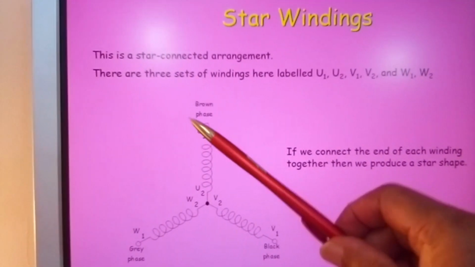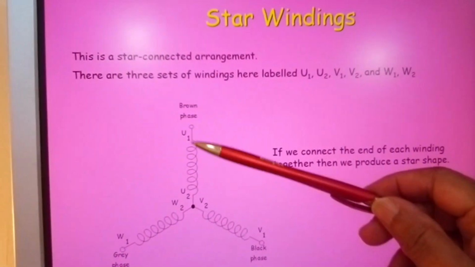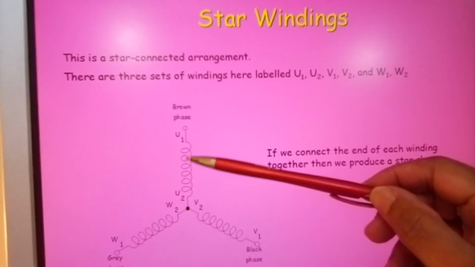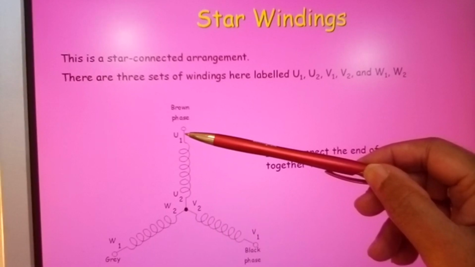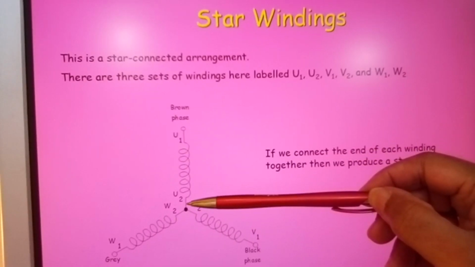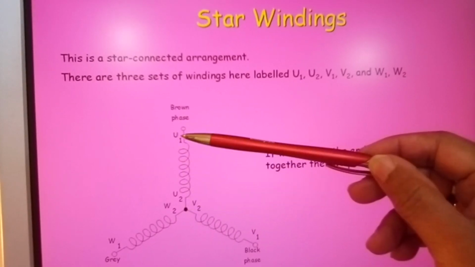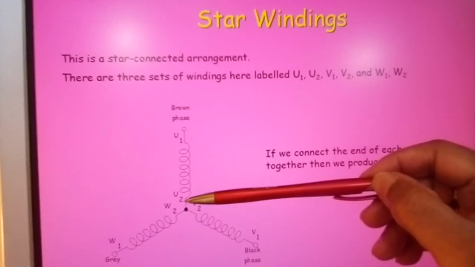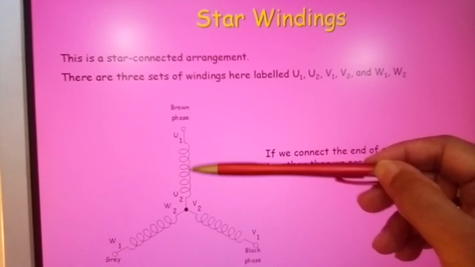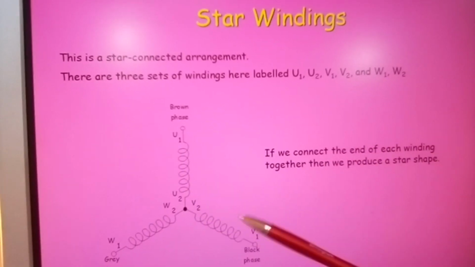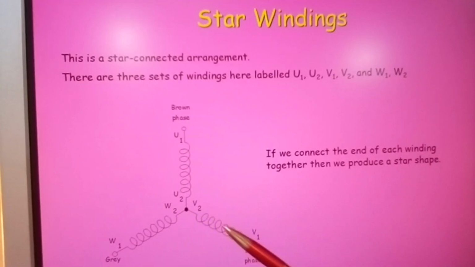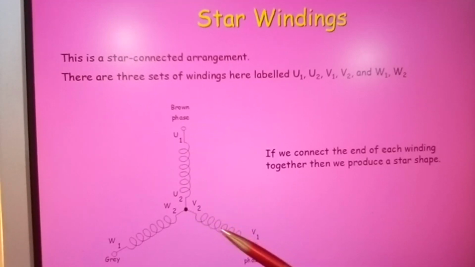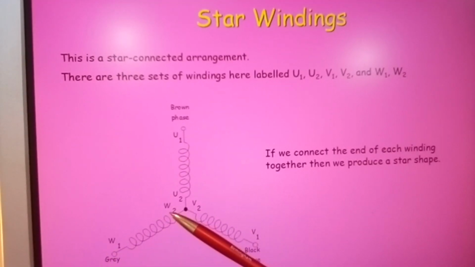Now this is a star connection, and here you have one coil that makes up your star. This end would be U1, and that end would be U2. So we're looking at each end of the coil that makes up that particular winding. Here we have our next winding, and that's V1, V2, each end of the coil. Here we have the gray phase, which is W1 and W2.